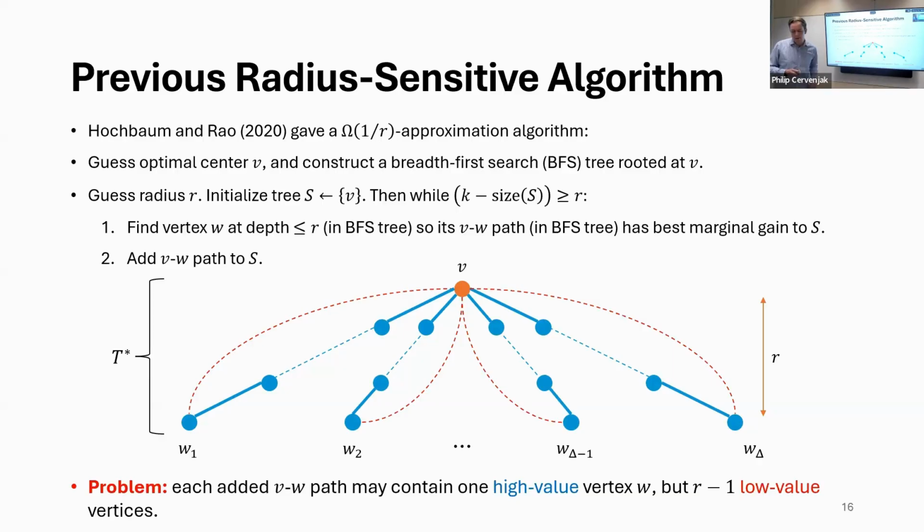But the problem is that it's very hard to find the best path because there could be exponentially many of them from V to one of these vertices W. So what can happen is that you end up adding these paths that contain only one valuable vertex, but all the other ones are basically useless. They're low value vertices. And so you end up spending R edges just to connect one vertex. So it's quite wasteful in terms of the number of edges it uses. And that's basically why you get a 1/r approximation, because you fill up the size constraint quickly without getting too much value.